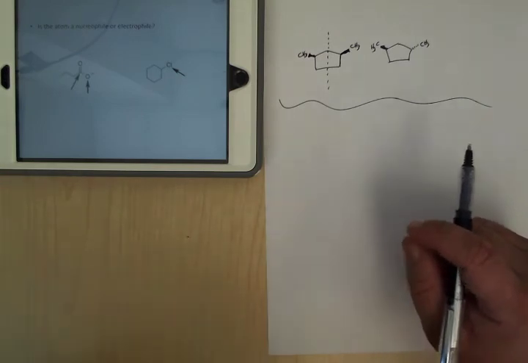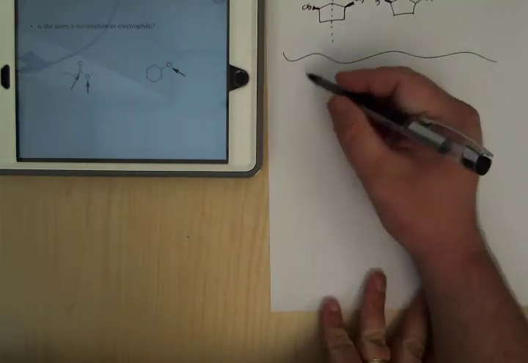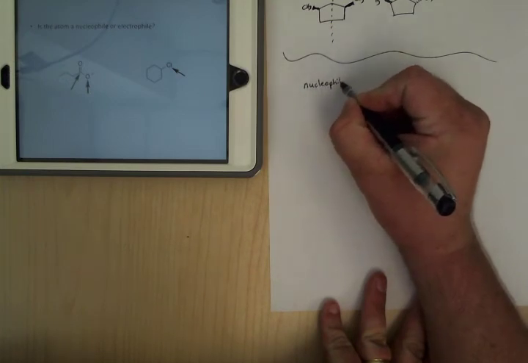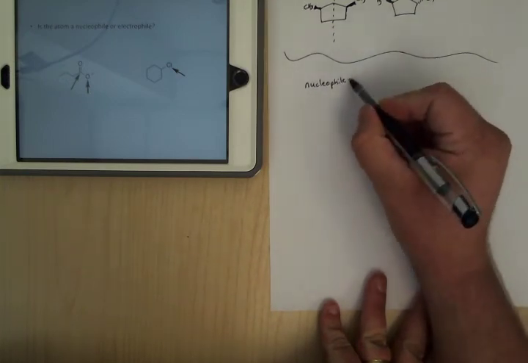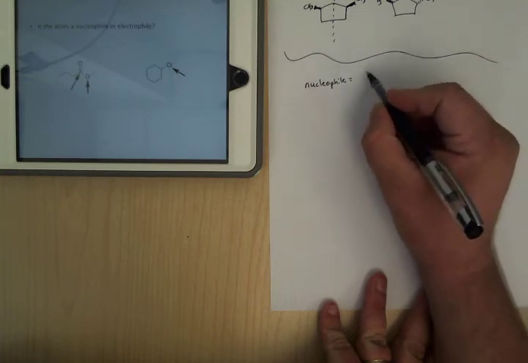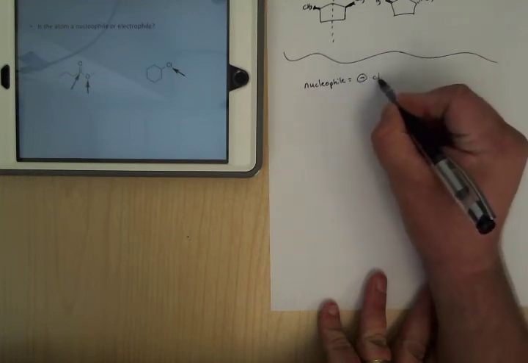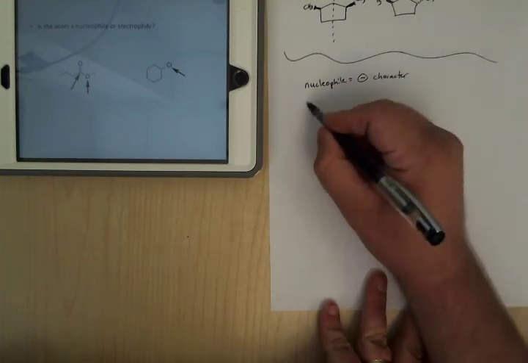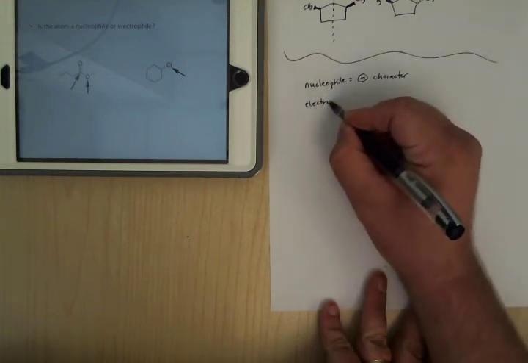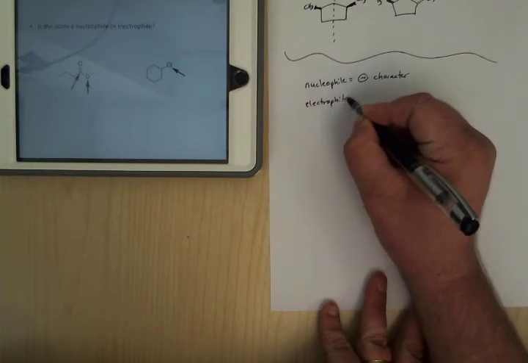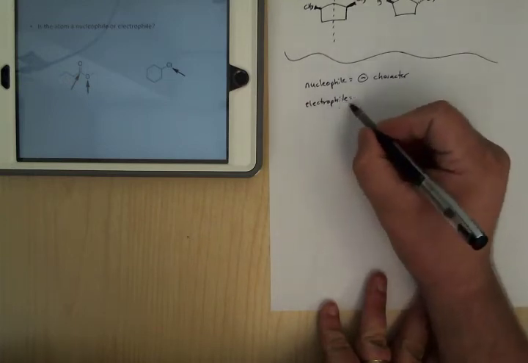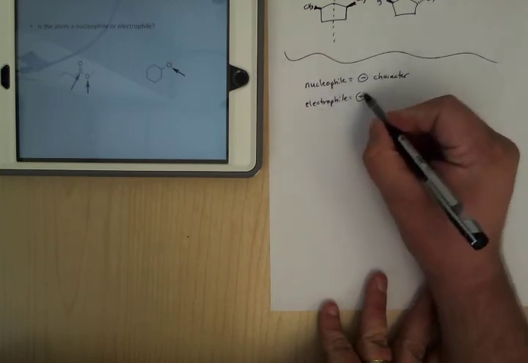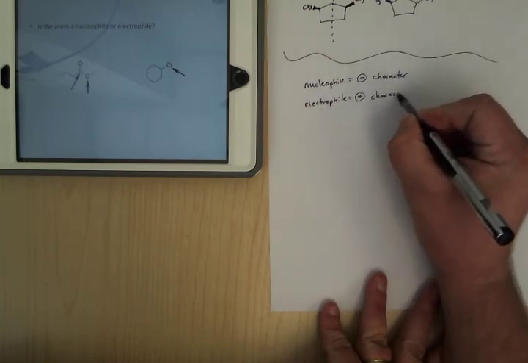Okay. Nucleophile versus electrophile. Remember, a nucleophile is positive loving, so that means it has to have negative character. An electrophile is electron loving. What likes electrons, or what likes negative charges? Positive things that have positive character to them.